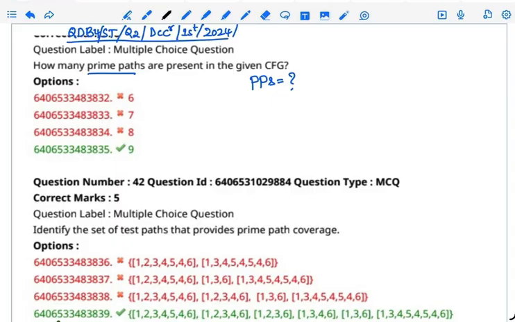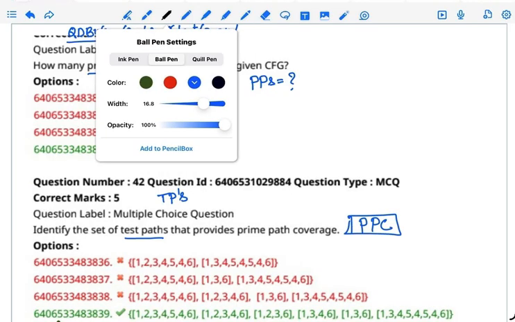And then identify the set of test paths that covers the prime path coverage, that is PPC, prime path coverage. The test path which covers the prime paths. So for this you have to find the prime paths.